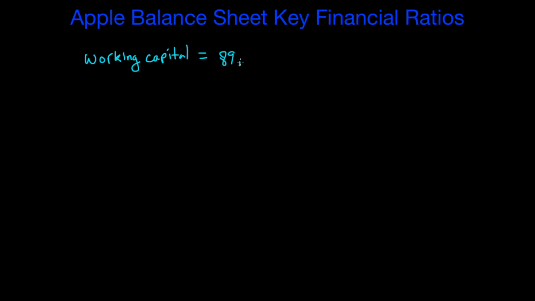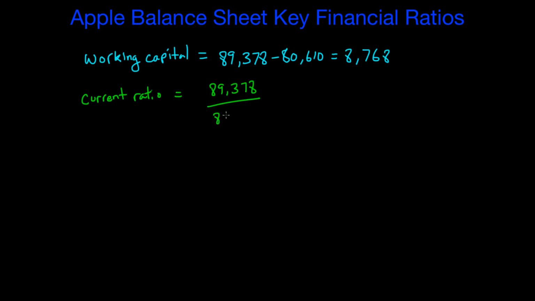Apple's working capital is its current assets minus current liabilities, and I'm pulling these numbers straight from the example that we just saw. Using the same values, we can calculate the current ratio, which is just current assets divided by current liabilities. This ratio is 1.11.